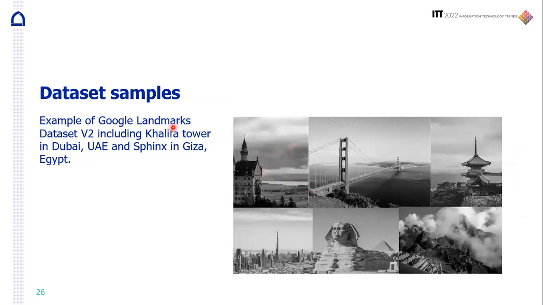Here in the dataset samples, we can see we have these types of landmarks. We have Burj Khalifa here, we have the Sphinx in Egypt, and other types of landmarks around the world. The dataset contains hundreds of thousands of these types of landmarks.